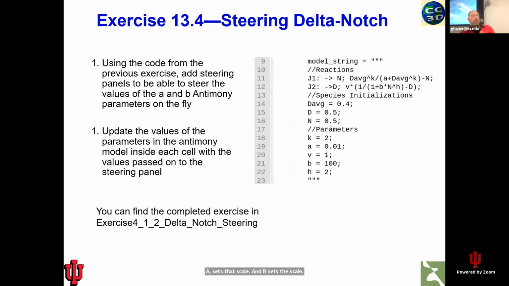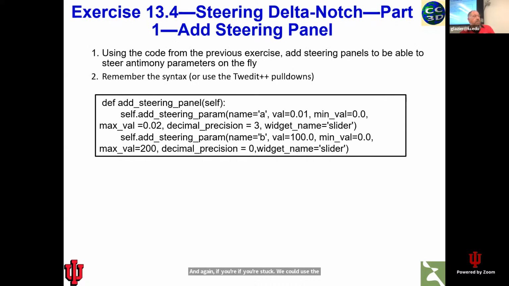A sets the scale at which delta turns notch on, and B sets the scale at which notch turns delta off. And if we change those, the color patterns that we've got will change. We know that the initial value of A was 0.01, and the initial value of B was 100, so we know approximately the range over which we need to do that. And again, if you're stuck, we could use the exercise 4.1.2 that I've saved.